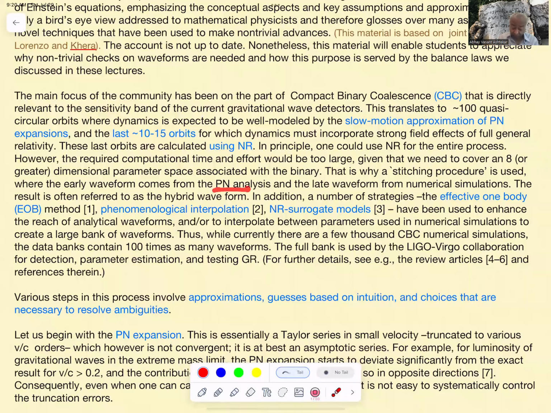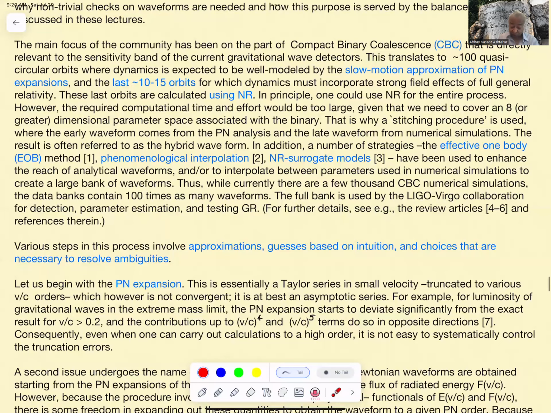So the waveforms coming from post-Newtonian orbits and the late waveform from numerical simulations are stitched together to produce a waveform which covers all the phases. The result is often referred to as a hybrid waveform. And in addition, a number of strategies, namely the effective one-body method, the phenomenological interpolation, and numerical and surrogate models, have been used to enhance the reach of the analytical waveforms and/or to interpolate between parameters used in numerical simulations to create a large bank of waveforms.